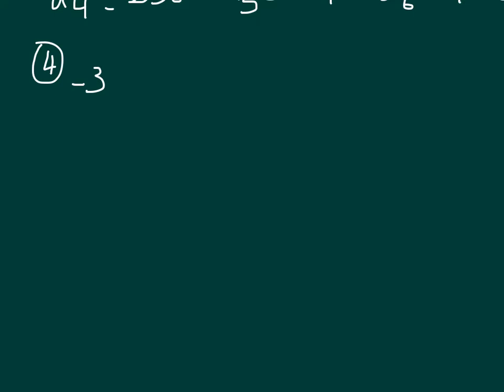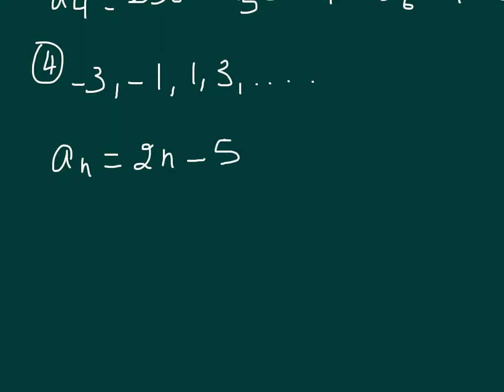Number 4, 5, and 6, we need to describe the pattern. So we have the pattern that's listed in that particular sequence. Our job is to find the rule. I did find the rule, but I want you to ponder on this a little bit and figure out a way to get to that rule. And so I came up with 2n minus 5.